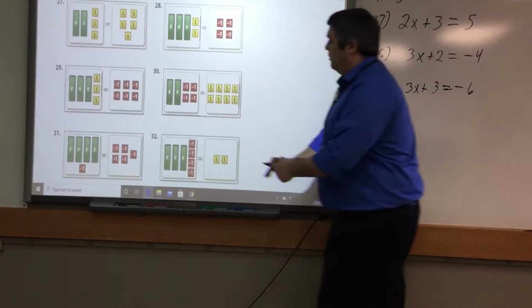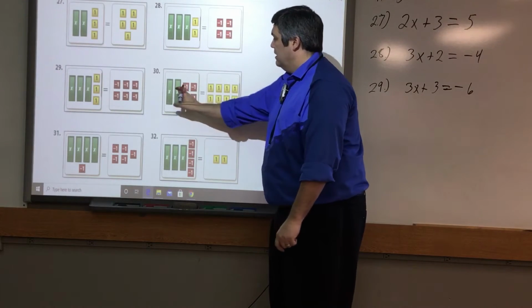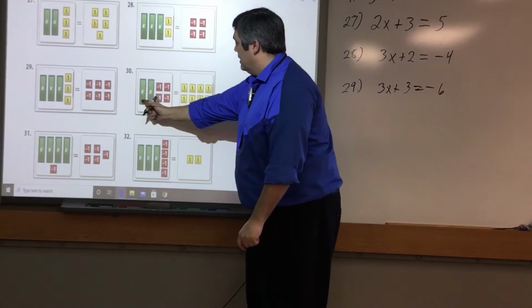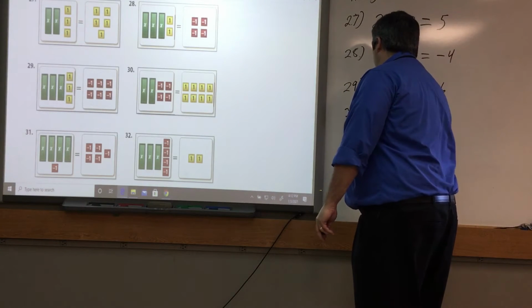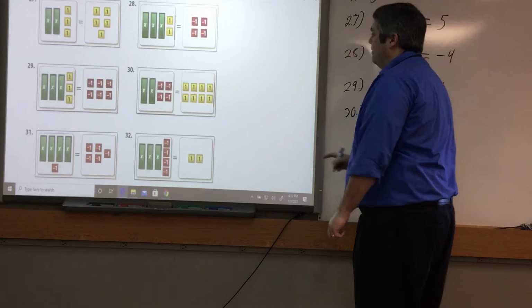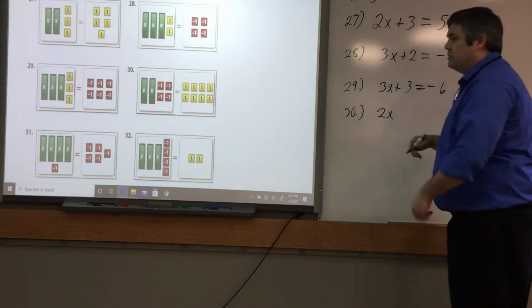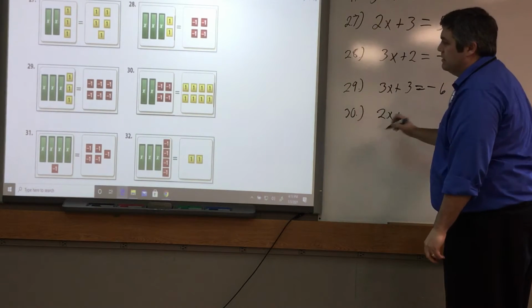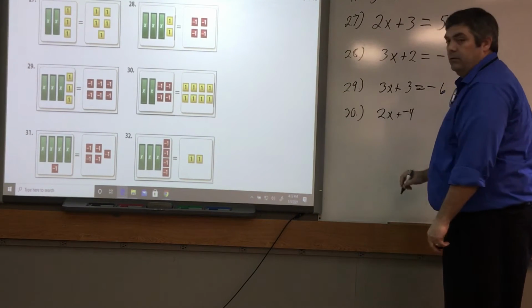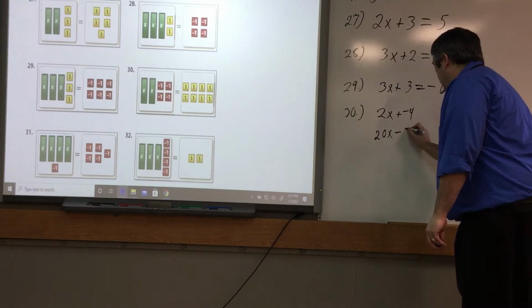All right, now there's that. What do they look like, though, when they have this? Notice how the negatives are over here with this. Well, I've got 2 x's. Okay, so this is 30. I have 2 x's, and then I've got 1, 2, 3, 4. Now, there are 2 different ways you could write this, right? You could do plus negative 4, or you could do minus 4.